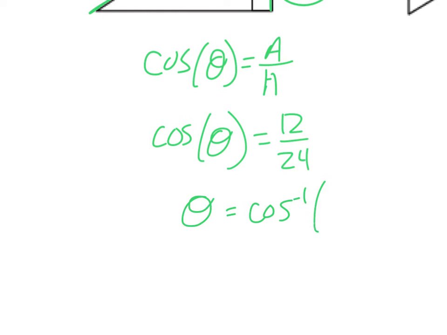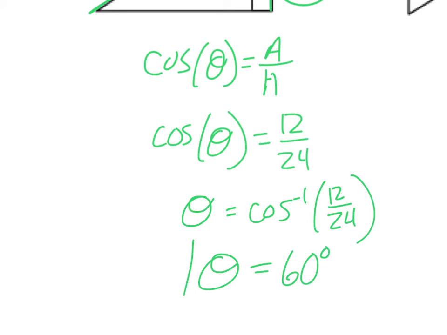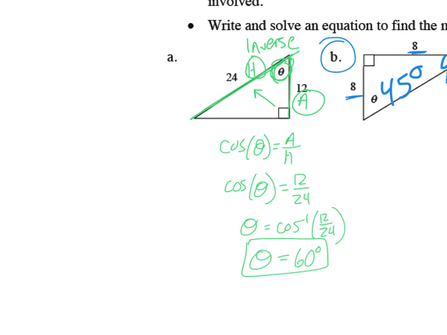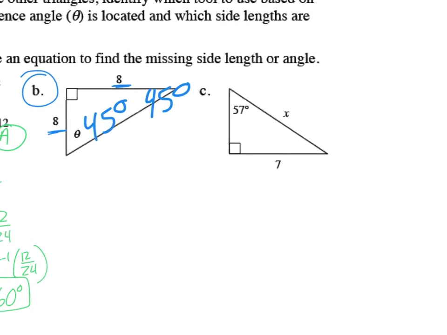And so my work looks like this then. Inverse cosine of 12 over 24, and you type that into your calculator, and you should end up getting 60 degrees. So that angle is 60 degrees, which if you wanted to find the other angle in that triangle, it would be 30 degrees. But again, using the inverse cosine in order to determine that.